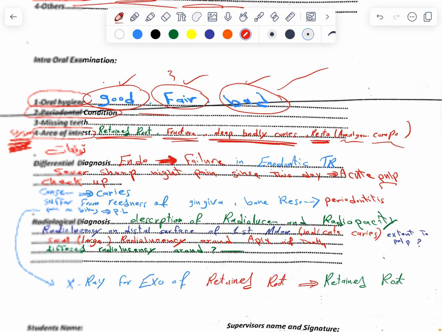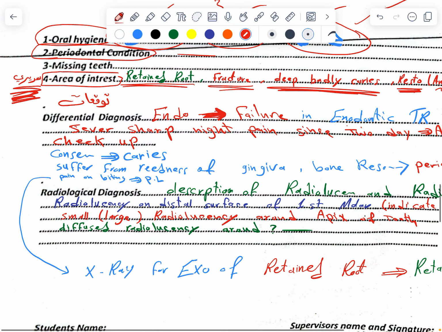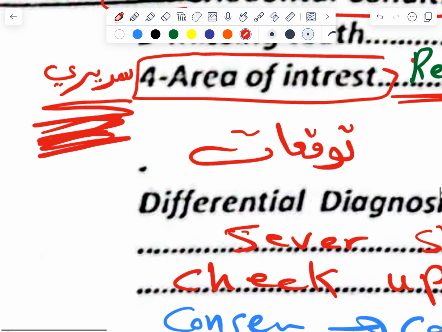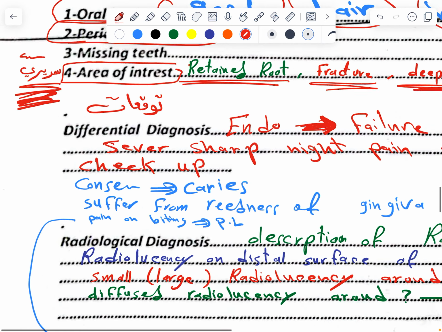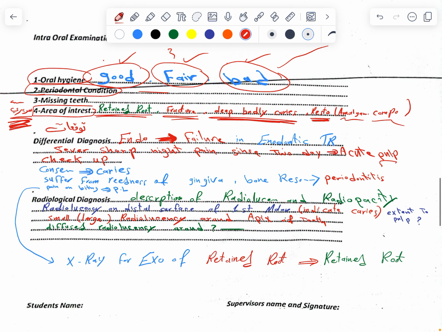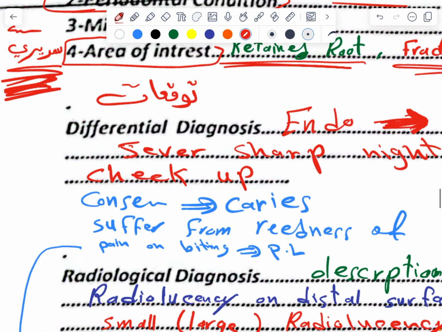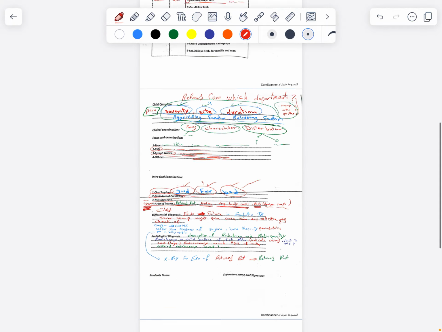Clinically you describe what you see in the oral cavity in such an area of interest, by naked eye, without radiology. While the differential diagnosis is how to suspect what your patient has, depending on the chief complaint.